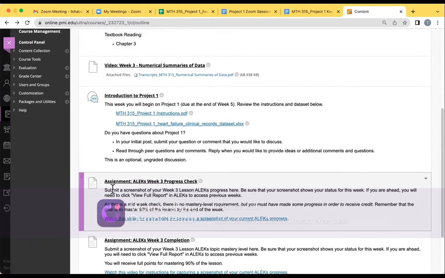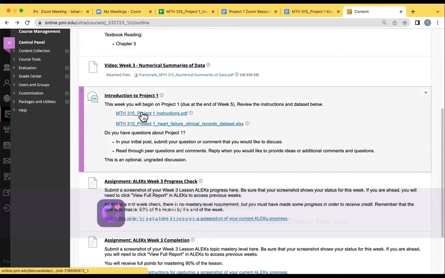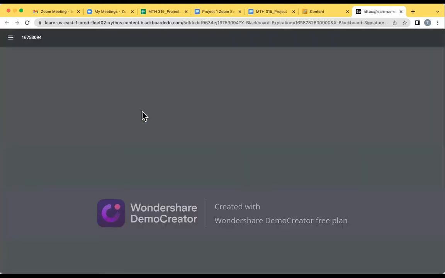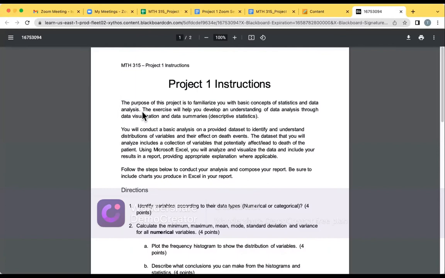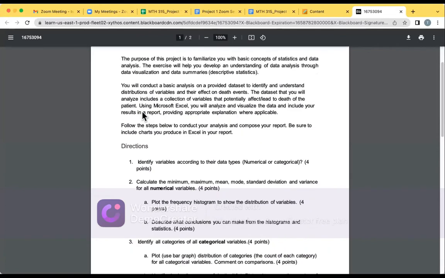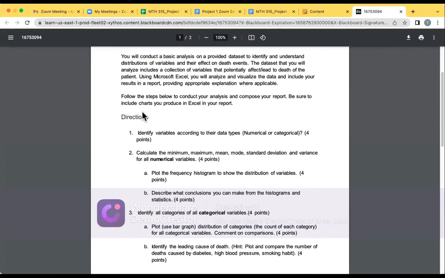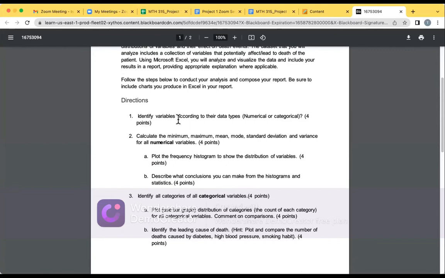But let me go back to, so here are the instructions. And this is what it is. So first, it tells us to identify variables according to their data types. And this is important because you already learned that sometimes we use histograms, sometimes we use bar charts to represent this.